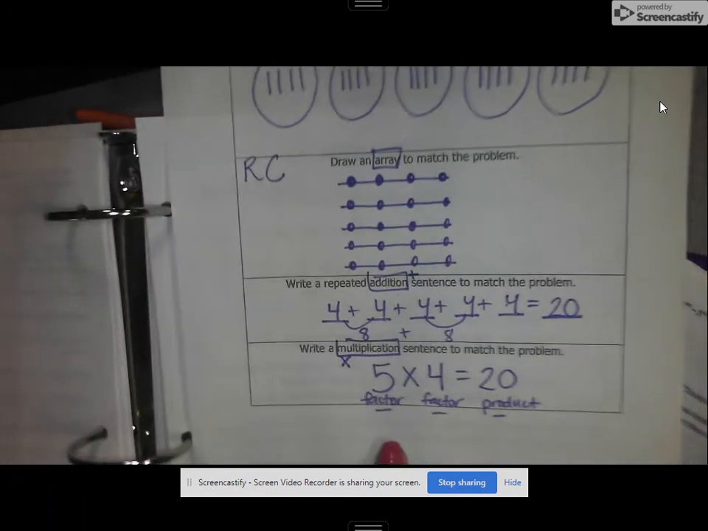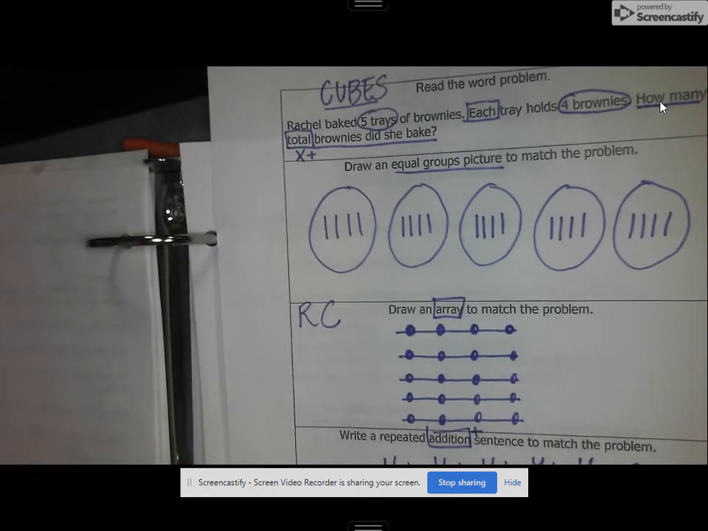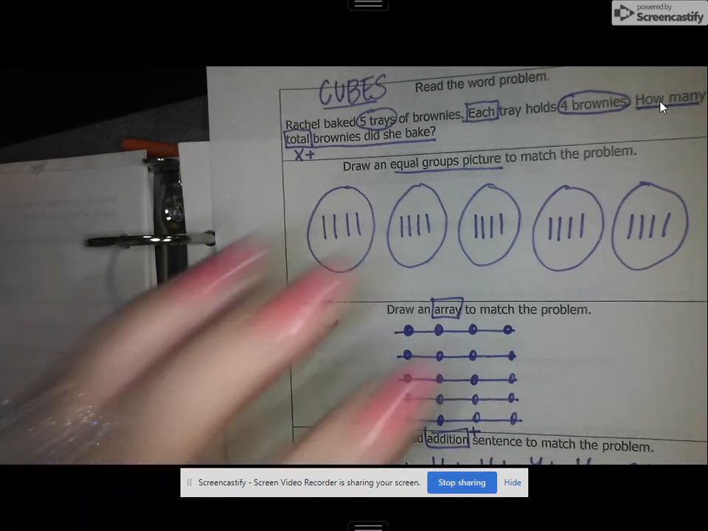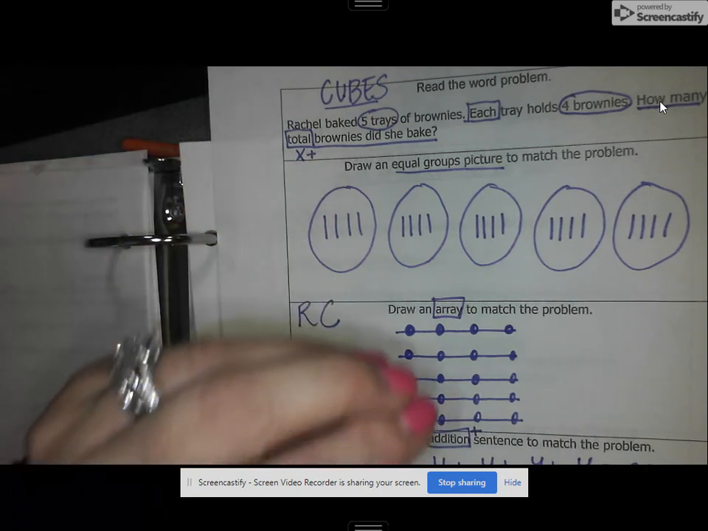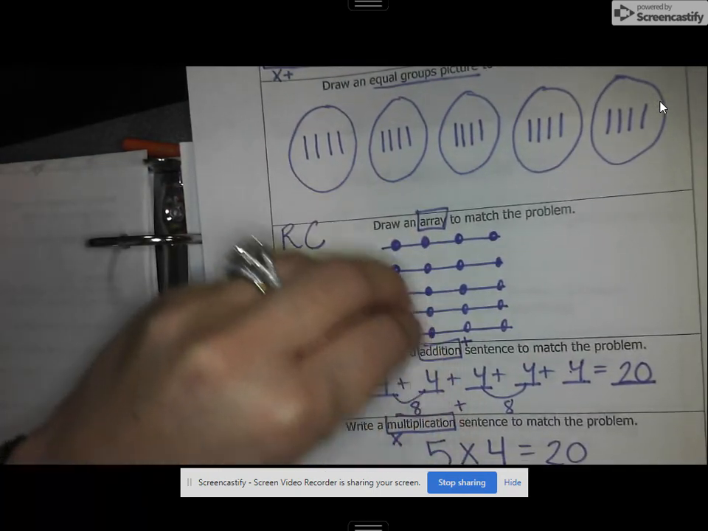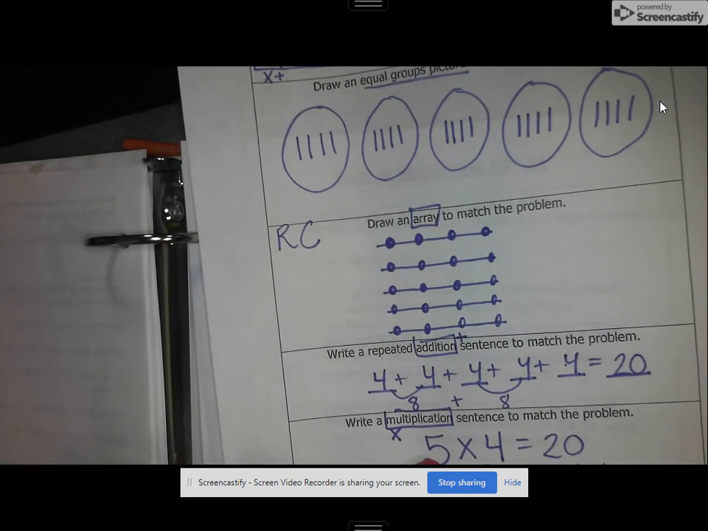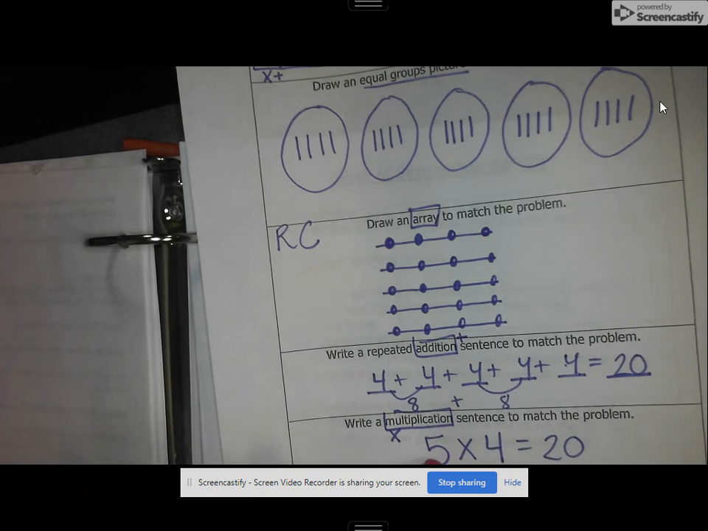So that's just an overview of everything they need to do tomorrow, just to show that, hey, I can read a word problem, I can break it down, I can show it to you in equal groups, I can show it to you in an array, repeated addition, and ultimately I understand that I'm showing the fact 5 times 4 is 20.